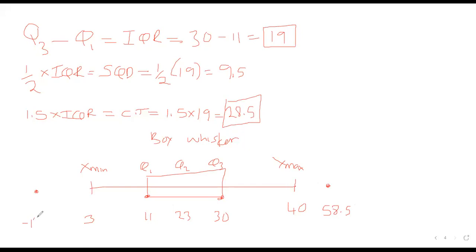Negative 18.5. Now, this helps us identify the outliers, which numbers are outside of range, numbers are offside. So the 3 is within range, the 40 is within range. We can simply say we have no outlier. Simply say outliers are non-existent. So this is how we draw the box whisker plot.